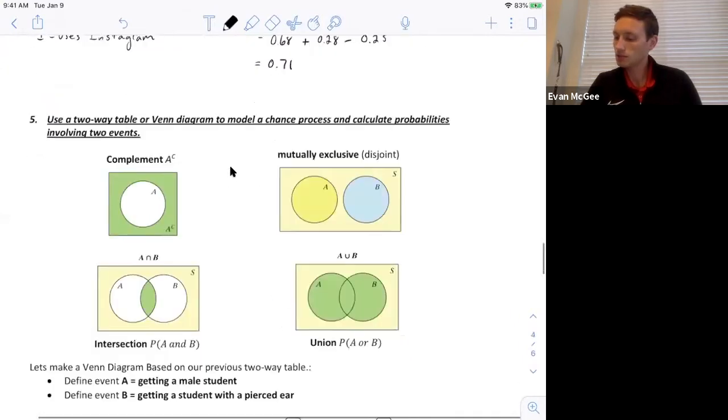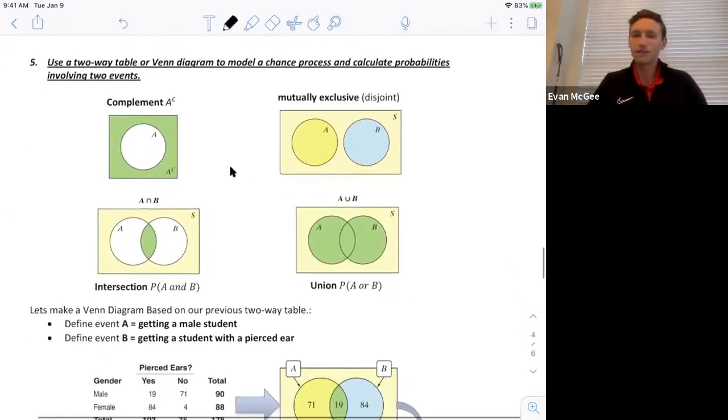Let's look at the last objective, which is using a Venn diagram to model a chance process and calculate probabilities involving two events. So here's a couple of pictures just to help you understand how a Venn diagram can be used. This first one is just a reminder of the complement rule. Anything outside of this circle is not A, and not A is symbolized with the superscript C. So this green area is not A.